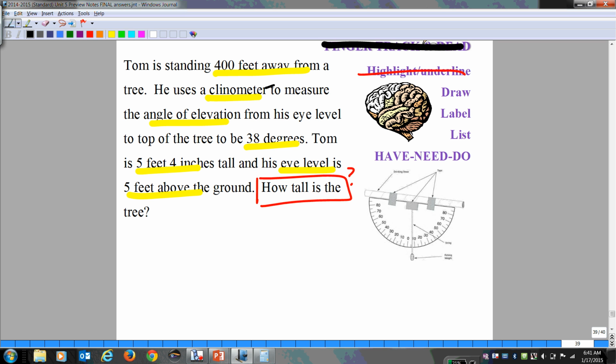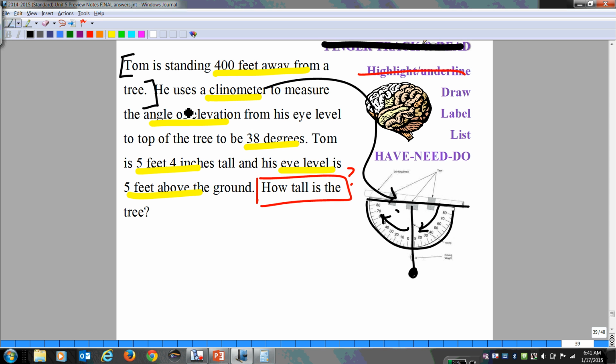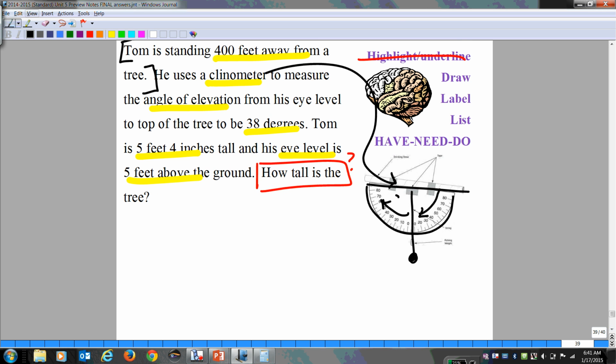The word clinometer is this device. It looks like a backwards or underside protractor with a hanging plumb line. It is used to measure angles. As this clinometer is tilted, that plumb line moves to measure angles of elevation and depression. So we have here, again, chunky, Tom is standing 400 feet away from a tree.